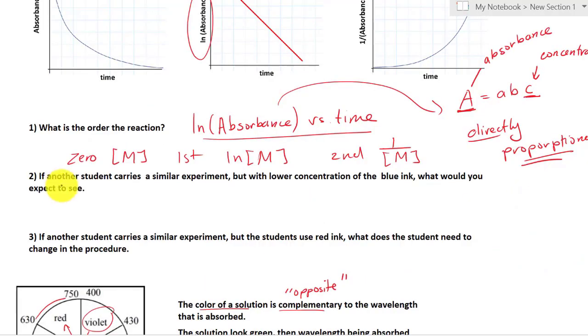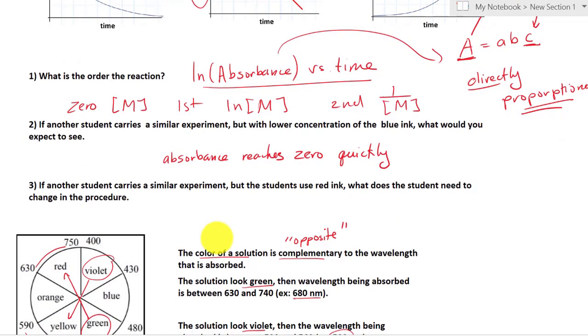Let's continue. Another student carries out a similar experiment with a lower concentration of blue ink. That means you have fewer particles of blue ink. What would you expect to see? Well, if we have less concentration of blue ink, you would expect the absorbance to get to zero really quickly, because there are not a lot of particles of ink to convert to the product.